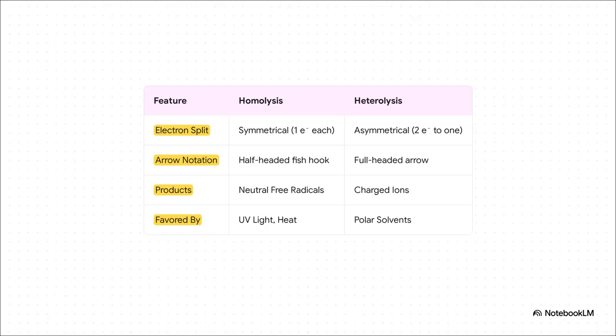Okay, let's put it all together one last time. Homolysis, that's the symmetrical split. You use fishhook arrows, you get neutral radicals, and it's powered by heat or UV light. Heterolysis, that's the asymmetrical split. You use full-headed arrows, you get charged ions, and it's helped along by polar solvents. Two paths, two very different stories.